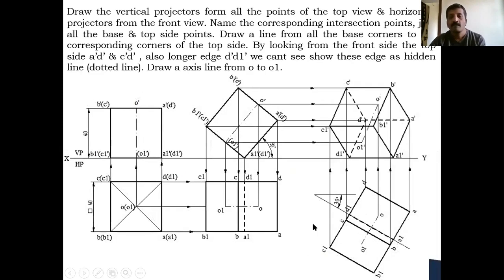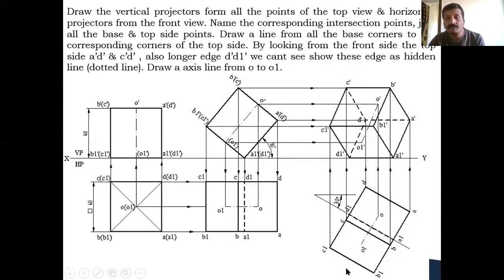How to get the front view for this? Draw the vertical projectors from all the points like this, and draw the horizontal projectors also from all the points. Now intersect the points. So A is here, A dash is here; B is here, B dash is here; C is here, C dash is here; D is here, D dash is here; O is here, O dash is here. Similarly, A1 is here, A1 dash is here; B1 is here, B1 dash is here; C1 is here, C1 dash is here; D1 is here, D1 dash is here; O1 is here, O1 dash is here.